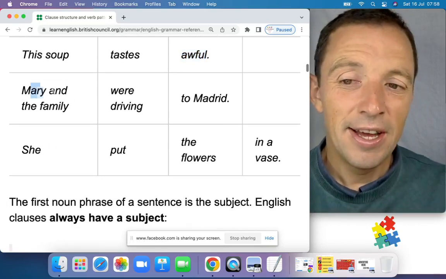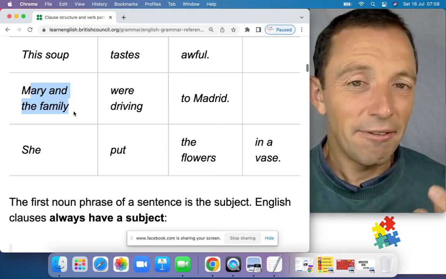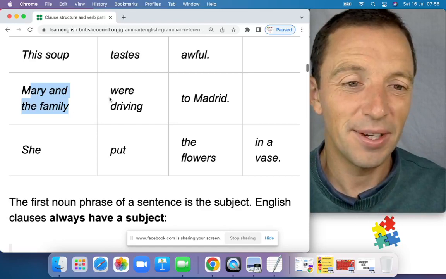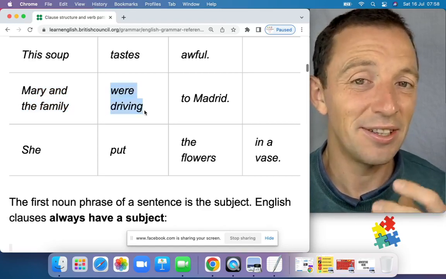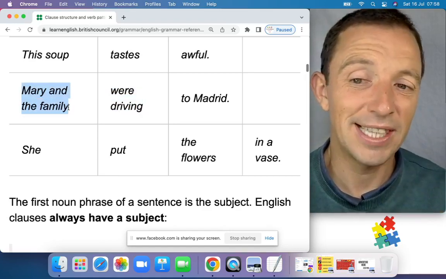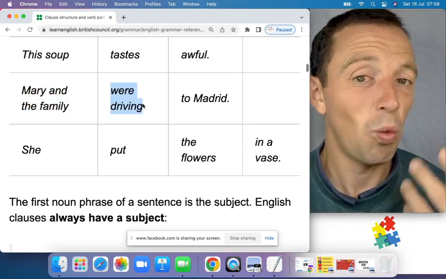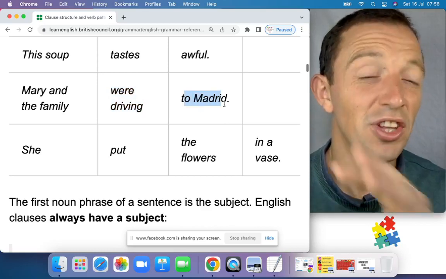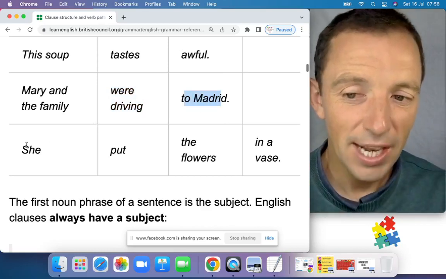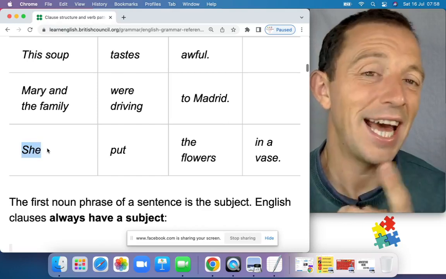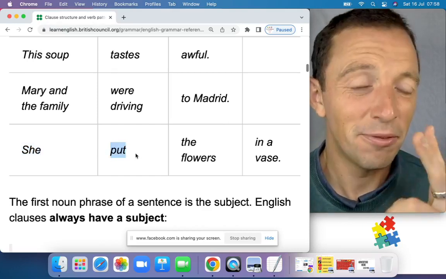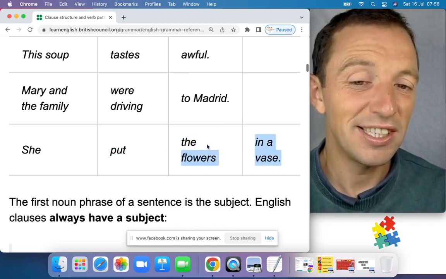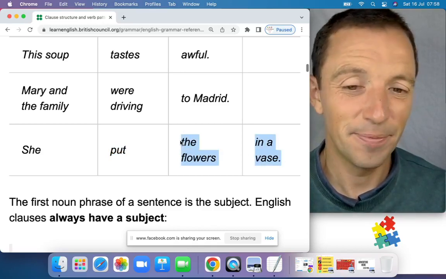Next example. Mary and the family is the subject and it's considered a noun phrase. Were driving is the verb. Sorry, this is the noun phrase, and the second one is the verb. Were driving, in the past continuous, so it's the verb phrase. To Madrid, so this is the third part. Next, she, subject, noun phrase; verb, verb phrase, put; object, the flowers in a vase. So this is a double object sentence.